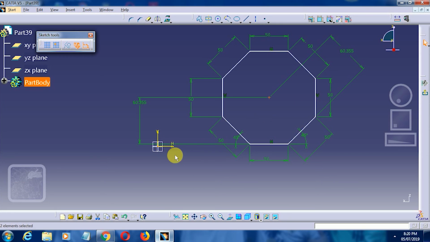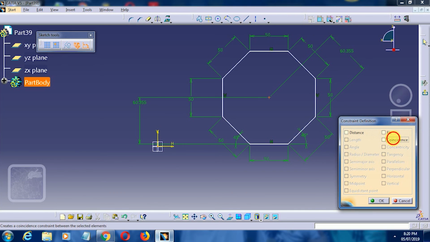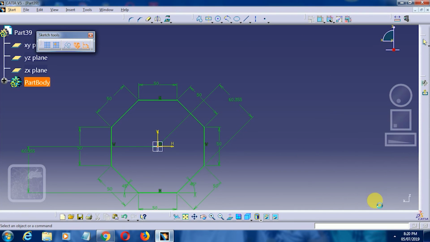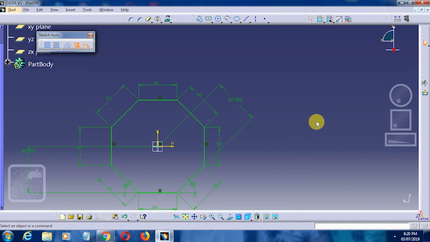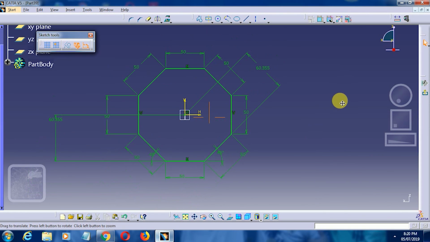Once both points are selected, we will go to the geometrical constraints option, which is enabled, and if I click on coincide, here we can see that the entire diagram gets constrained and it's at the origin as well. So this is how you draw an octagon, mark its center, and take it to the origin as well. This is the procedure that we are going to learn.